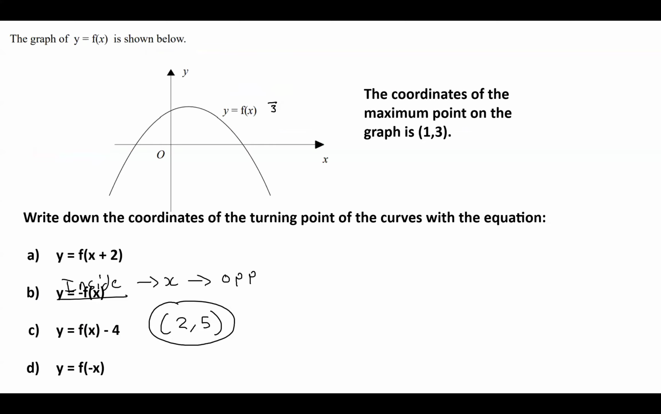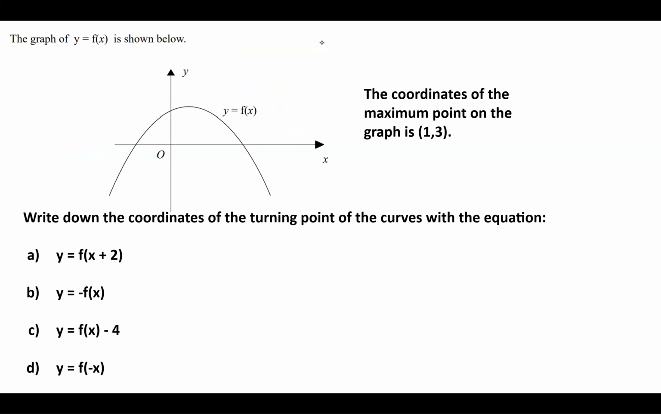Okay, let's have a look at these ones over here. So it says the coordinates of the maximum point on the graph is 1, 3. So this is the maximum point. This is going to be 1, 3. Write down the coordinates of the turning point of the curves with the equation y is equal to f of x plus 2. So it's inside. We're going to do the opposite. So we are going to subtract 2 from our x coordinate. So this is now going to become minus 1, 3. And that is our answer.